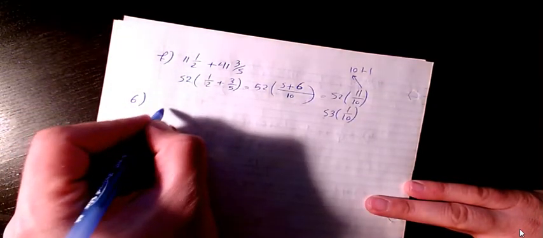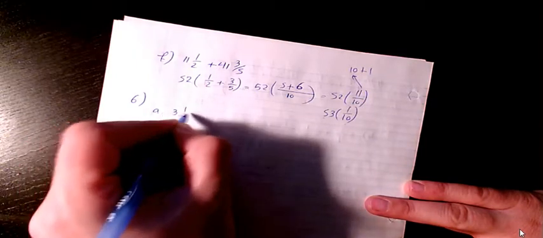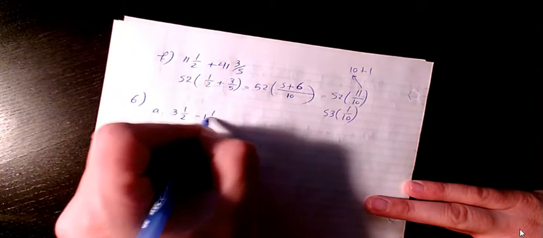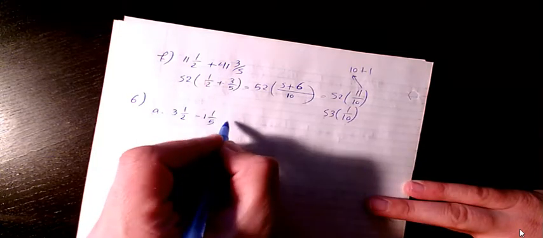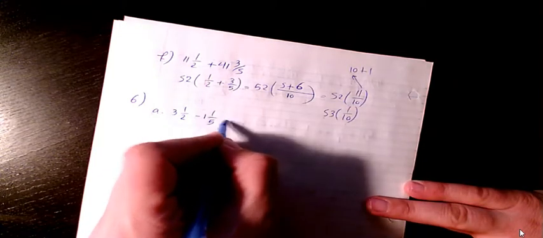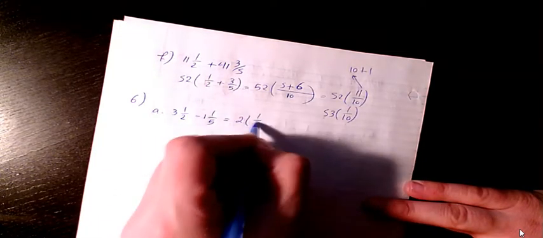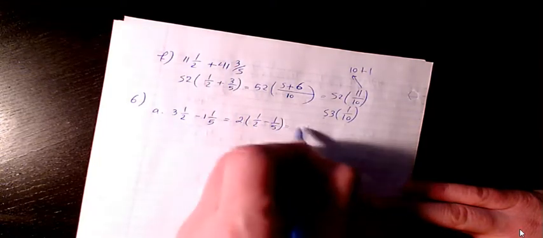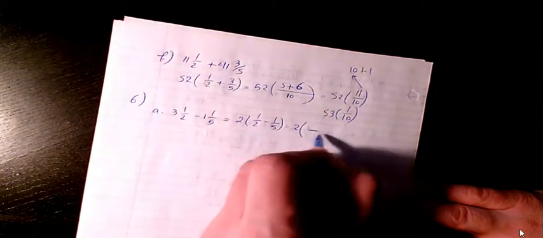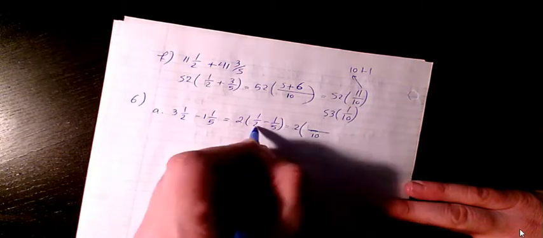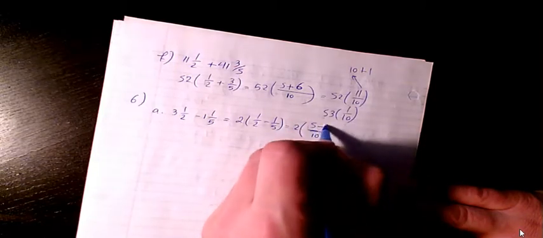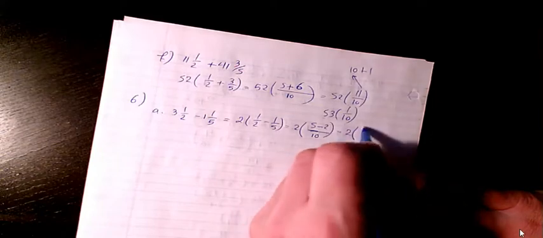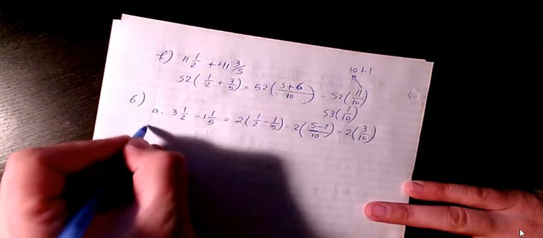Estimate the part A. 3 1 over 2 minus 1 over 5. So 3 minus 1 will be 2. 1 over 2 minus 1 over 5. Common denominator will be 10. 2 times 5, 10. So we have 5 minus 2. So we have 2, 3 over 10.